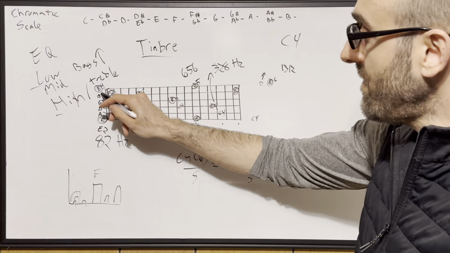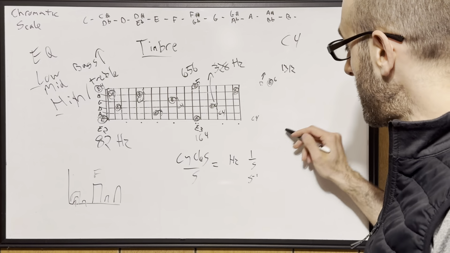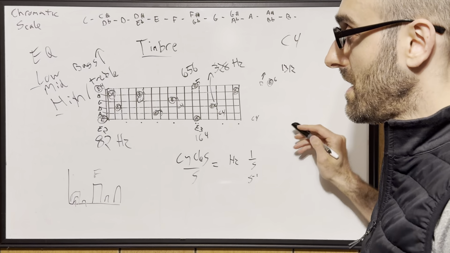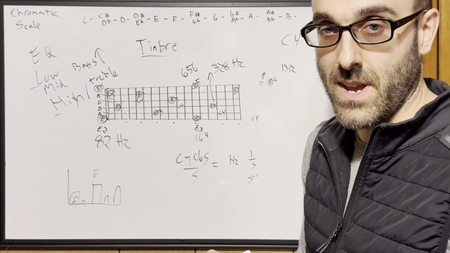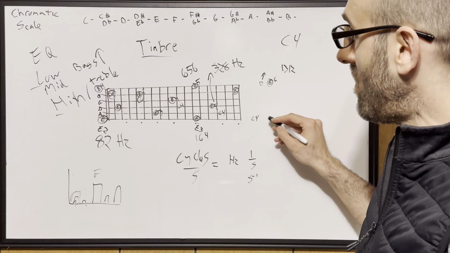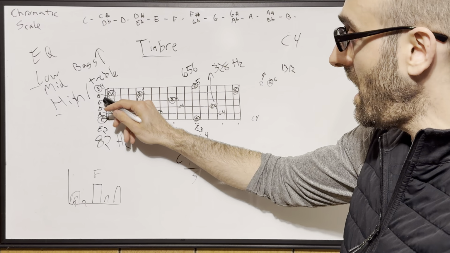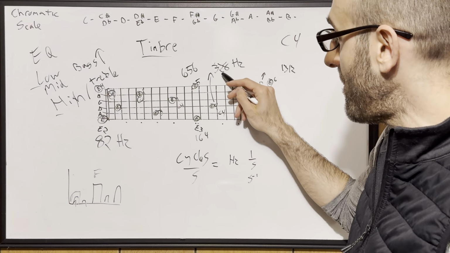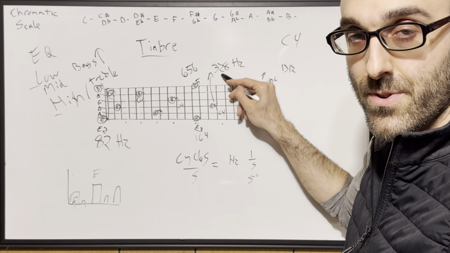Now, if you play E4 here and you play it on the low E string, if you have 24 frets, you'll notice that they don't sound the same. What do they have in common? Well, they're both E4. So what does that mean? Well, it means that they both have 328 cycles per second.